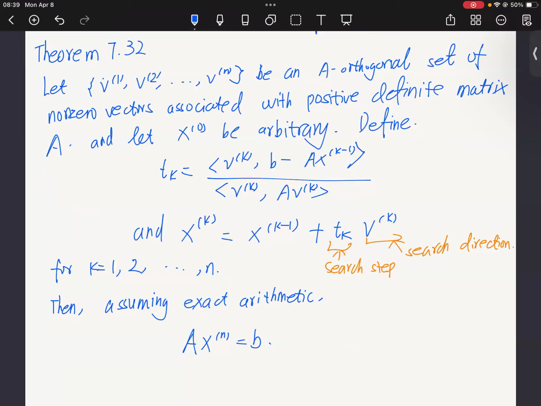So with these iterations, at the end step, you would get the exact solution, assuming that you have exact arithmetic, which means that we don't have any rounding here.